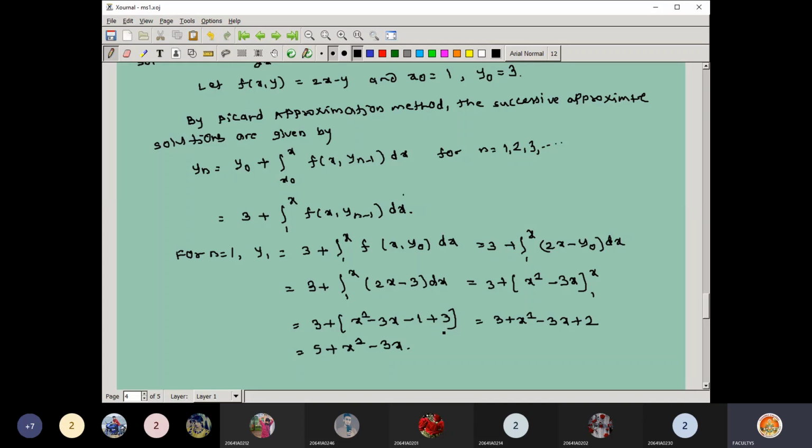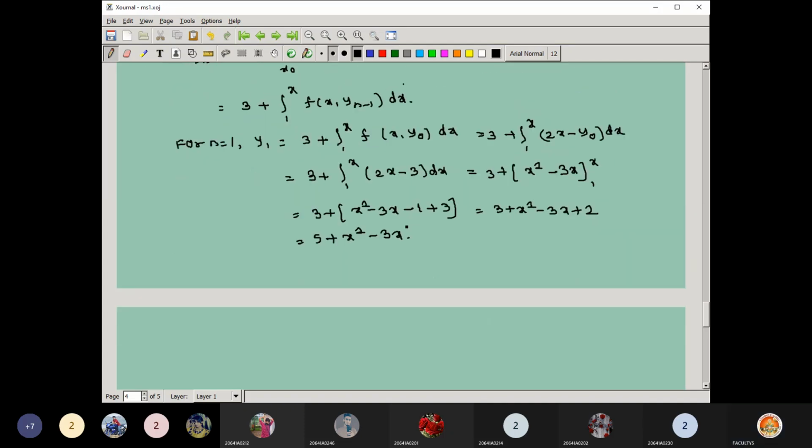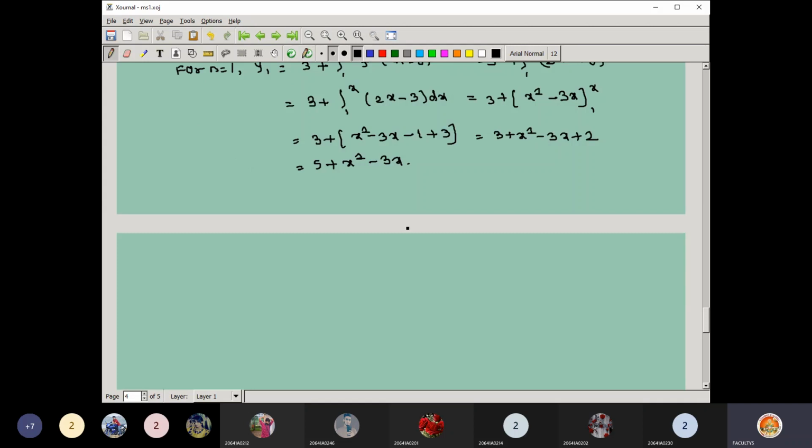Similarly, you can go for n is equal to 2. ఇంకొకటి చేసి చూపించాలా? ఫర్ n ఈక్వల్ టు 2 లాస్ట్ ఎక్స్ప్రెషన్ లోనే రాయండి. అంటే y2 ఈక్వల్ టు 3 ప్లస్ ఇంటిగ్రల్ 1 to x, f ఆఫ్ x కామా y n మైనస్ 1 ఉంది అంటే y1 ఆఫ్ dx అన్నట్టు ఇది. అంటే 3 ప్లస్ ఇంటిగ్రల్ 1 to x, f ఆఫ్ x కామా y టైప్ లో ఉంది.